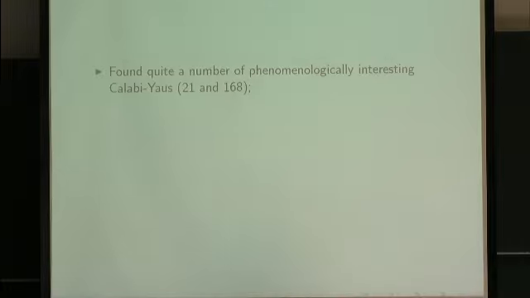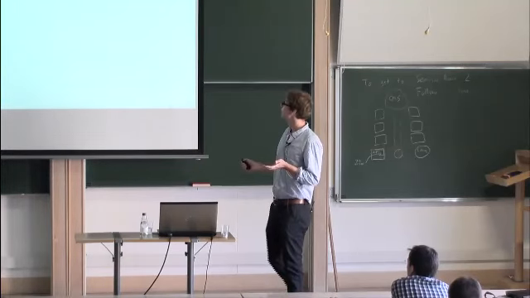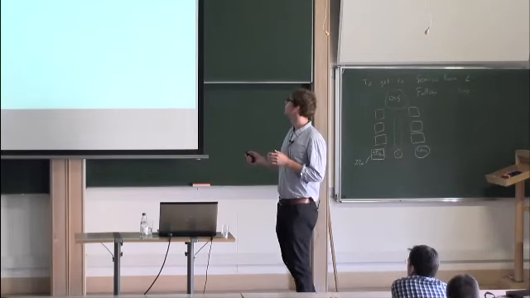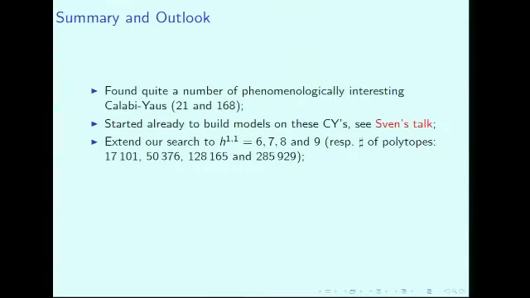So, summary and outlook. We find already quite some cases: 21 for H1,1 equals 4 and 168 for H1,1 equals 5. And we started already doing model building on these geometries, and Sven will talk on this, and also Michele did. But just to stay tuned, please stay. And we want to continue to these other cases, so to higher cases.